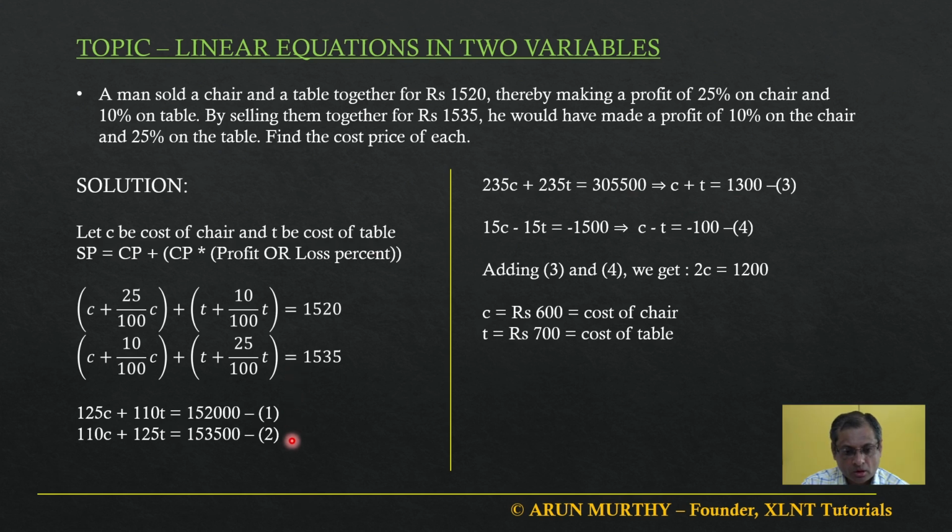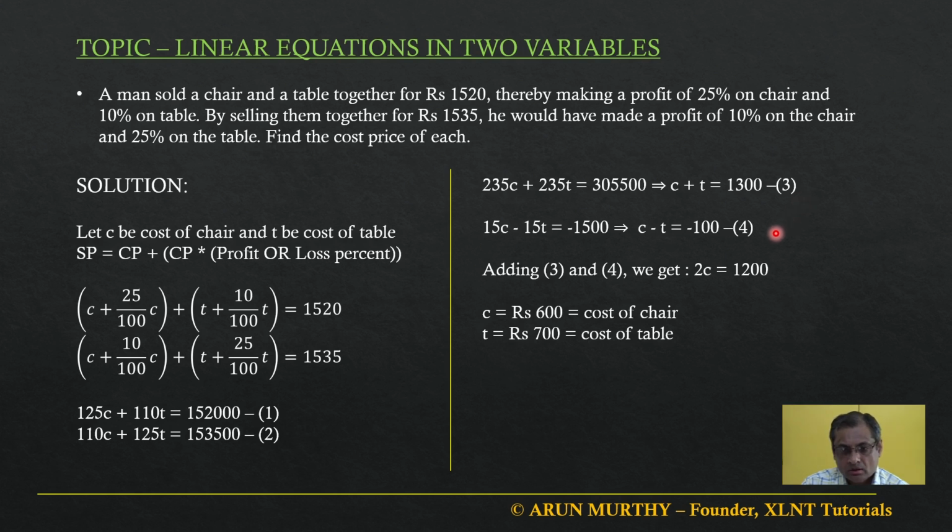Then subtract the two equations, 1 minus 2. You get 15C minus 15T is minus 1500, which gives C minus T as minus 100. So we have two more equations here, 3 and 4, which are much simpler, much easier to solve.